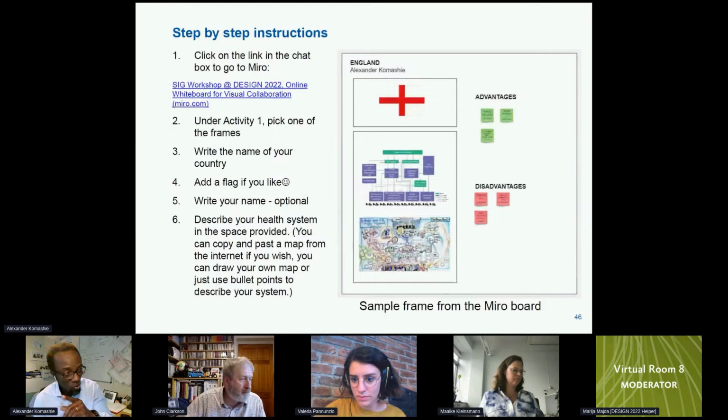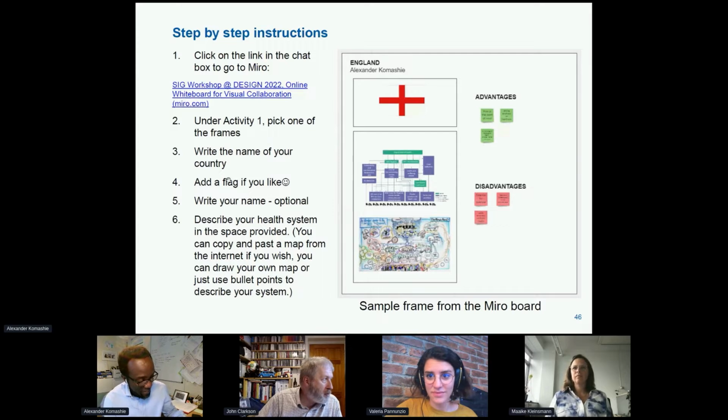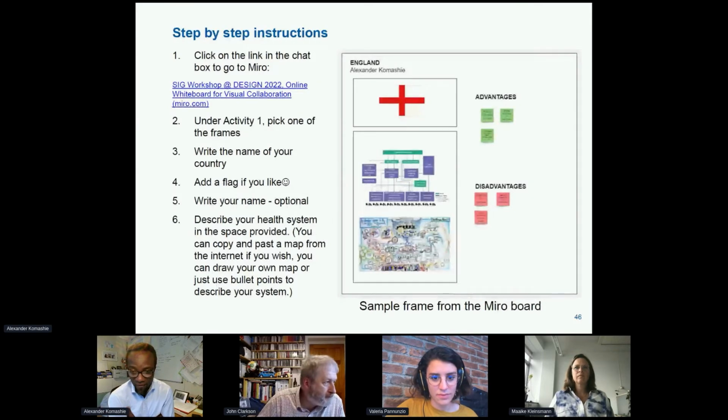What would be good to know is that if two or three of you or more are from the same country and want to work together, we can put a breakout room link in the chat box for you. So just let us know. We can put a breakout room for you so that you can work together on one frame. There is enough frame for everyone. So please, if you want to work together, let us know. Otherwise, we can pick a frame each and work on it.